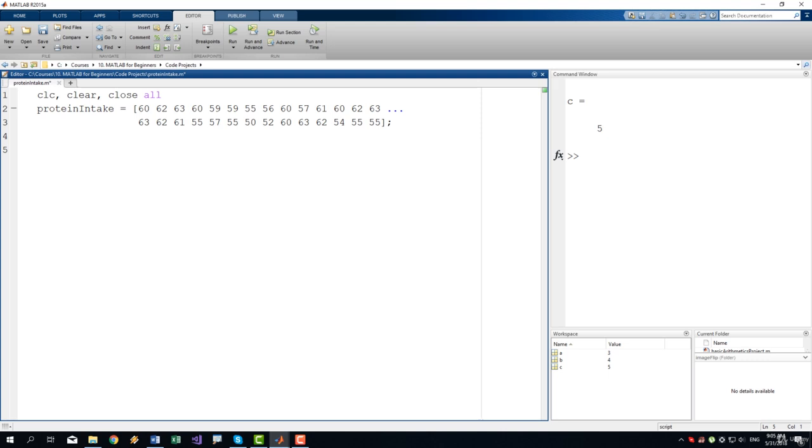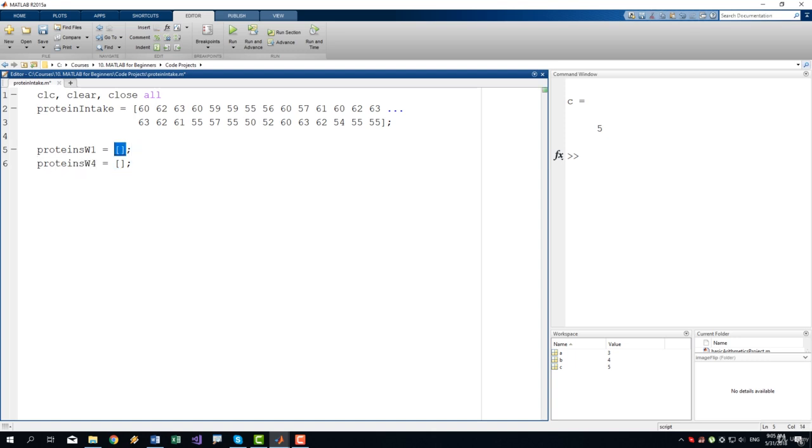Now, we have a protein intake vector that contains data for 28 days or 4 weeks. Let's say that we want to compare week 1 with week 4 and see the percentage difference between these 2 weeks. First, we need to extract these 2 weeks into separate vectors. So, proteins week 1 equals something and proteins week 4 equals something.